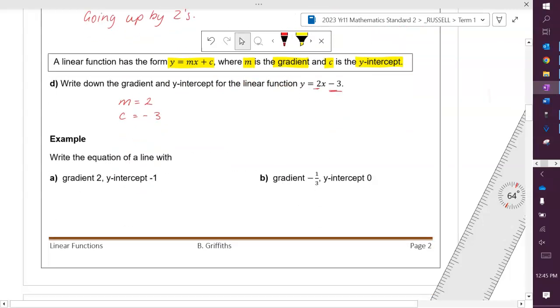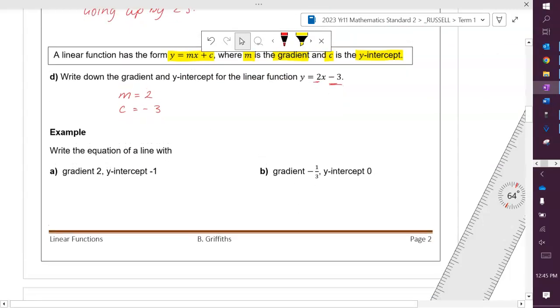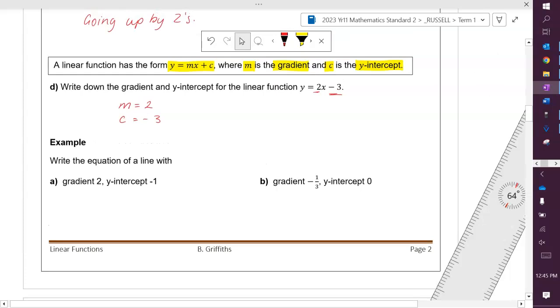So if we look at this second example, it says write the equation of a line that has a gradient of 2 and a y-intercept of 1. So if I remember y equals mx plus c, m being my gradient and c being my y-intercept, I just need to write the formula with these numbers. So y equals 2x minus 1.